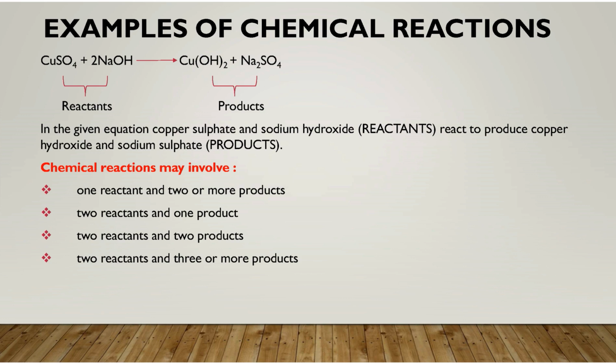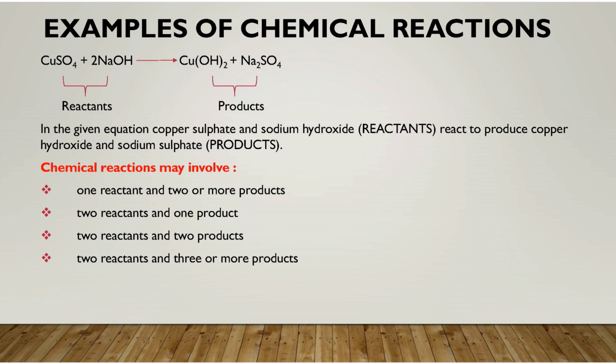After that, examples of chemical reactions. I have given you one example of a chemical reaction. In your book, there are so many examples of chemical reactions, so you can go through them, and I am giving you one example so that you can understand how we write the chemical equation. In this example, you can see CuSO4 plus 2NaOH, then Cu(OH)2 plus Na2SO4.